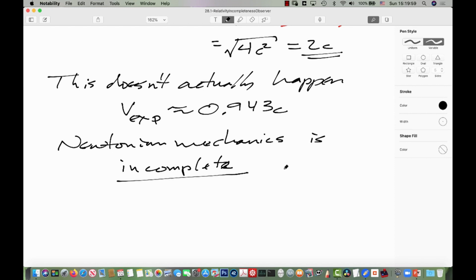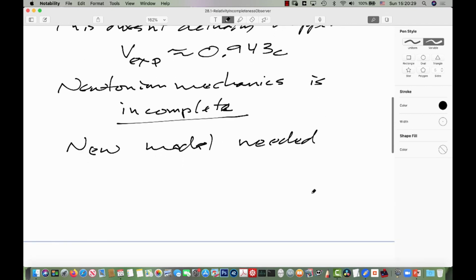So we know that Newtonian mechanics is wrong, but it can't be that bad. It works incredibly well as long as things are going slow. It seems like where the breakdown is where things are going fast. So what we need is a new model, and it has to satisfy what's called the correspondence principle.